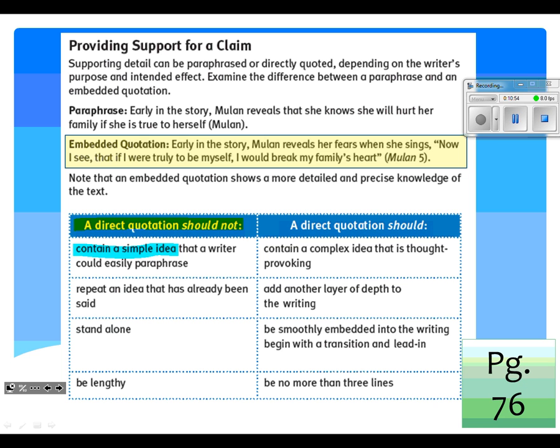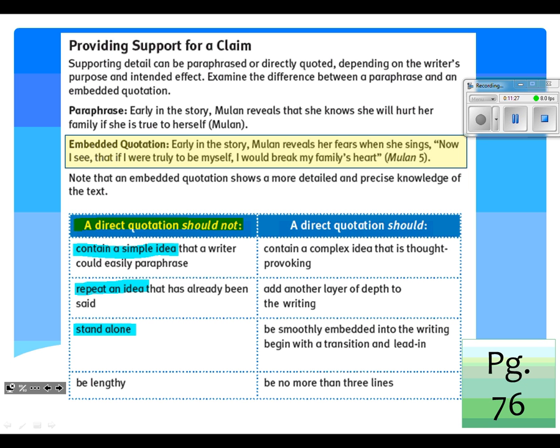Okay, the first, a direct quote should never be a simple idea that we already know. You want to bring something new to your writing, not something that's common knowledge. Okay, the second, direct quote should not repeat an idea. Yes, it's good to provide multiple examples, but multiple examples of the same thing, yeah, it's not really proving a point very much. Okay, the last thing, direct quotes should never stand alone. We never just plop a quote in the middle of our essay without any kind of information to back it up.